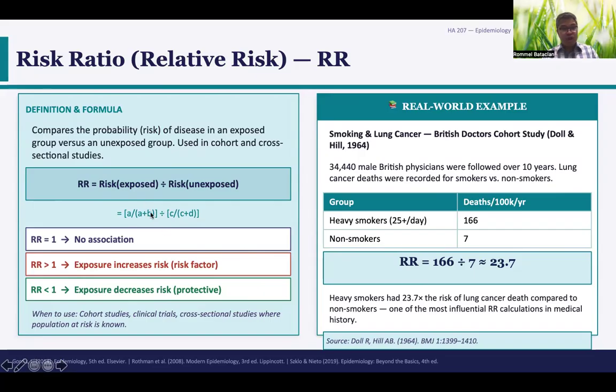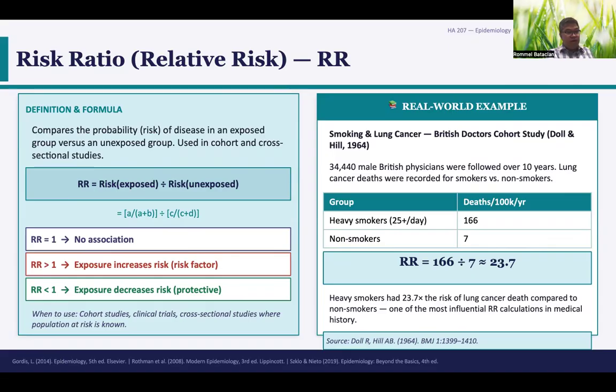You would get a value that is either less than 1, exactly 1, or more than 1. If it's equal to 1, there's no association between the exposure and the disease. If it is less than 1, the exposure decreases the risk and is therefore protective. But if the relative risk is greater than 1, the exposure increases the risk of developing that disease, and therefore it can be classified as a risk factor. So let's look into an example here.